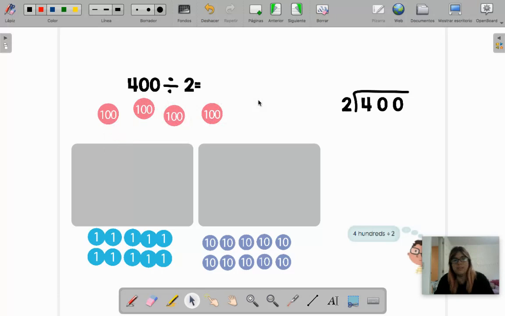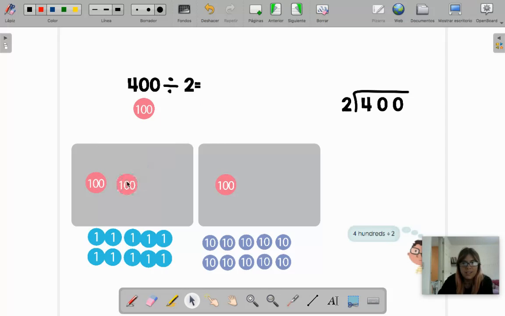So it says 400 divided by 2. So this one is easy. Let's divide it by 2. Here are my two groups. 100, 200, and 200. So how many did I put in each group? 200. So immediately we already know the answer. I could just go and put here 200 and I finish.